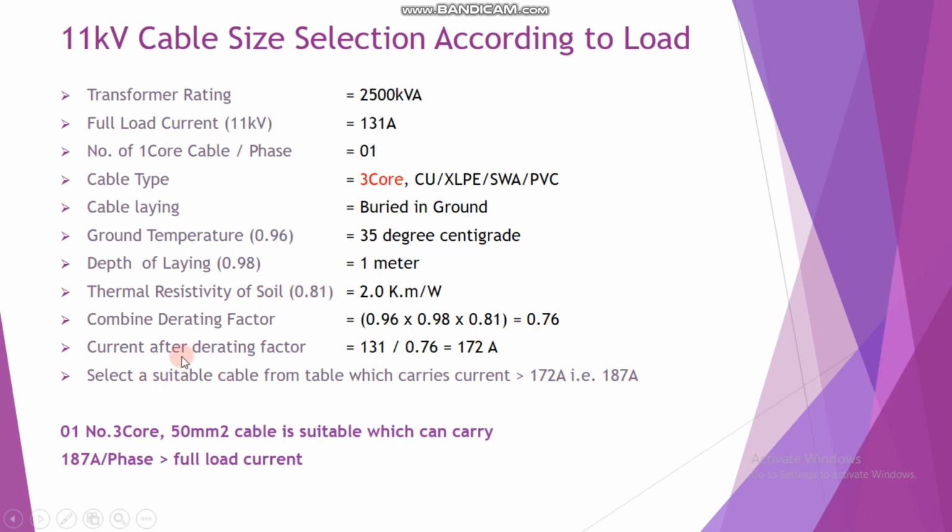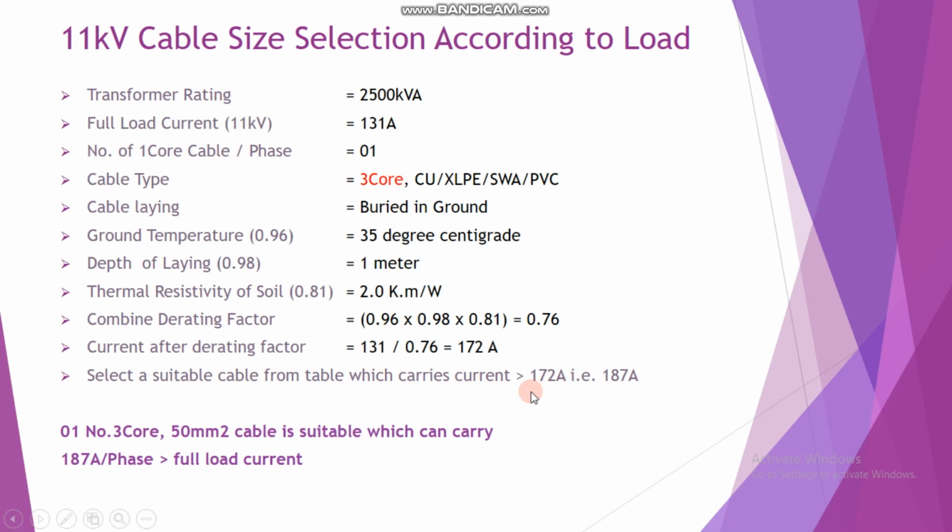So let's calculate the current after the derating factor. The full load current is 131 amperes in this example. If we divide it by 0.76, the correction factor, the derated current would be 172 amperes. So we need to select a cable that can carry at least 172 amperes.